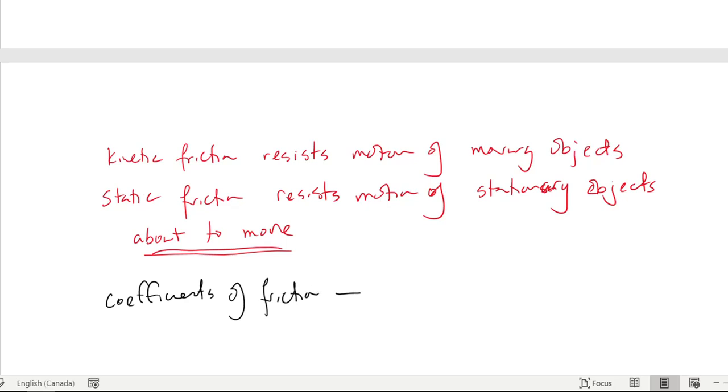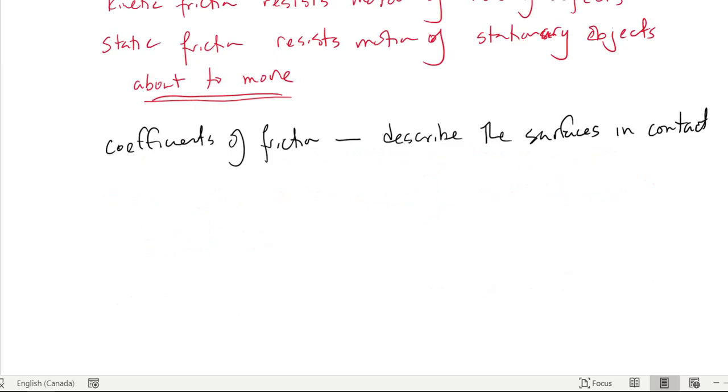And as I said, coefficients of friction describe the surfaces in contact. That's what their job is. If two surfaces are really sticky, then they'll have a high coefficient of friction. And if they're not so sticky, they'll have a low coefficient of friction. So that's why it says it describes the stickiness between the surfaces.